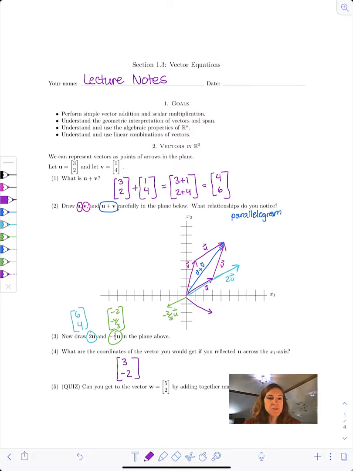And now we'll pause for our first quiz. The first quiz question today asks us, can you get to the vector (5, 2) by simply adding together something times u and something times v? So think carefully about this before you answer, and remember, these multiples don't have to be whole numbers.